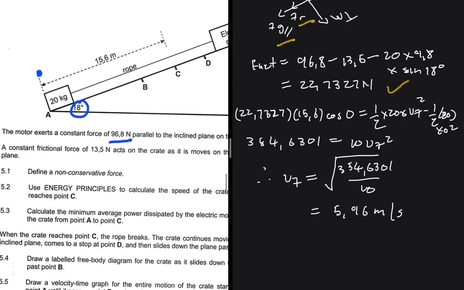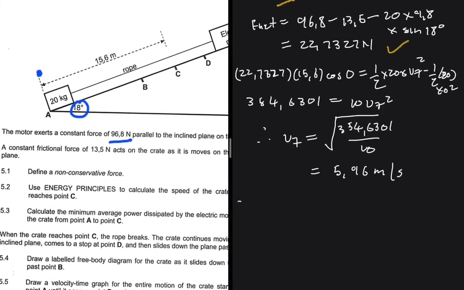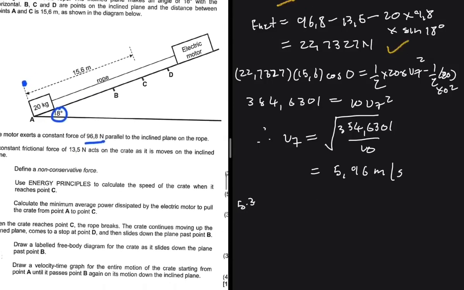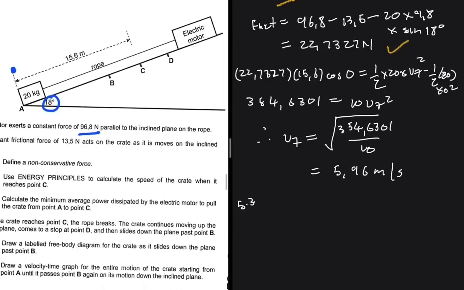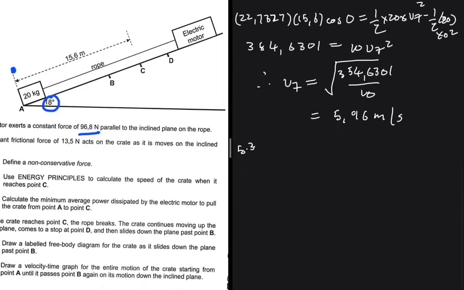Right, let's move to 5.3. It says let's calculate the minimum average power dissipated by the electric motor to pull the crate from point A to point C. If we want to find the power, we can use the work divided by the time, or we can use the force multiplied by the average velocity. We don't have the time as it is. Maybe we can try to calculate the work, but we don't have the time.